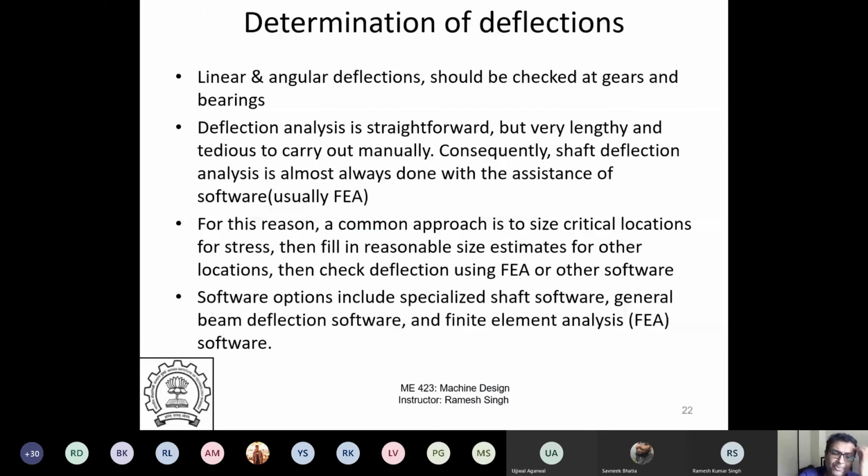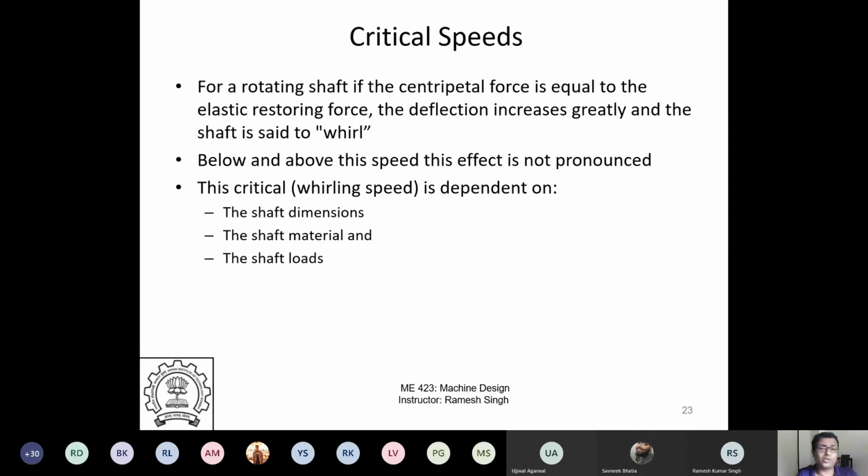To determine deflections, people typically use finite element analysis. If you are doing any system design, use an FEA code to find the deflection. This is fairly simple to do: apply all the loading and boundary conditions and you'll get it. So the easier way to do it is using FEA. I'll stop here for a little bit. If you have any questions, I'll go over them, or else I will move on to critical speeds.